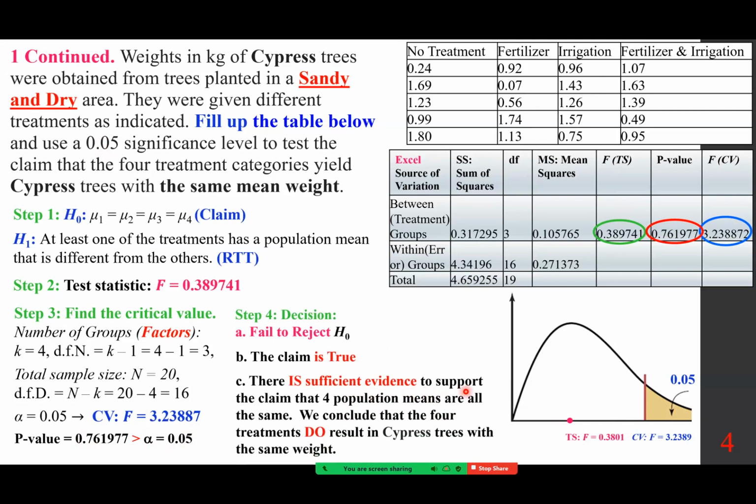If the claim is true, there is sufficient evidence to support the claim that the 4 population means are all the same, because we are not rejecting H0, so they become identical. We conclude that the 4 treatments do result in cypress trees with the same weight, so it makes no difference.